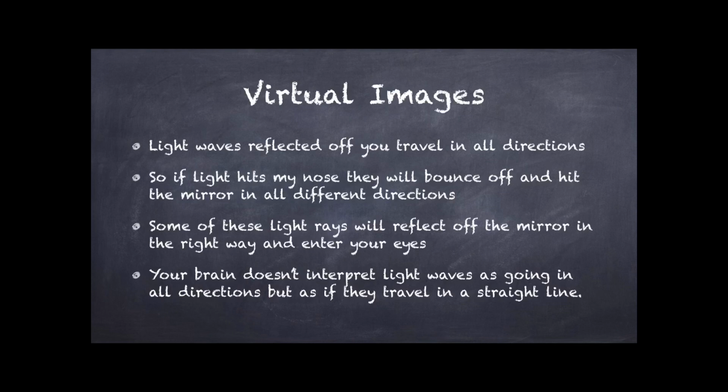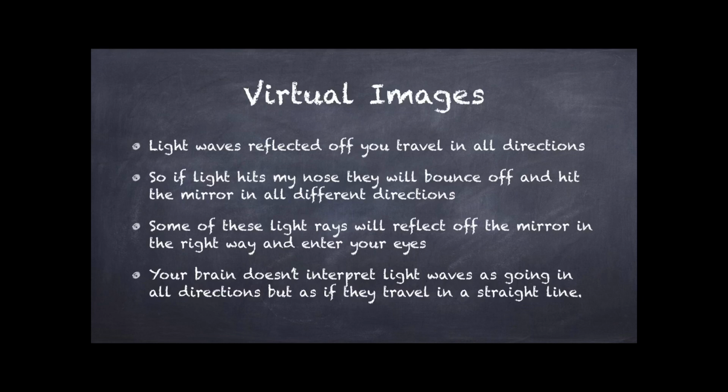So let's talk about virtual images. When you have light waves that are being reflected off of you, they're going to travel in all directions, right? So I said light from a light source, the light rays are going to come, hit an object, and even as they're reflected back, they're going to travel in all directions. So if I have a light that's going to hit my nose, it's going to be reflected off of my nose, and it's going to hit the mirror in all different directions. Some of these light rays are actually going to hit the mirror at exactly the right angle or right way that it's going to get reflected into my eyes, therefore I can perceive, hey, I have a nose.